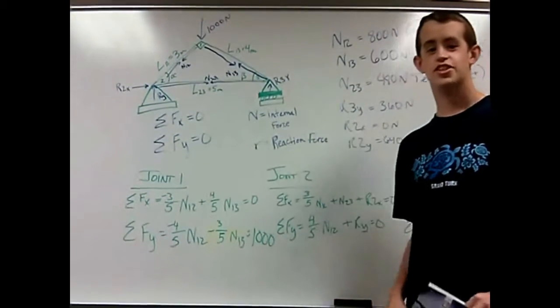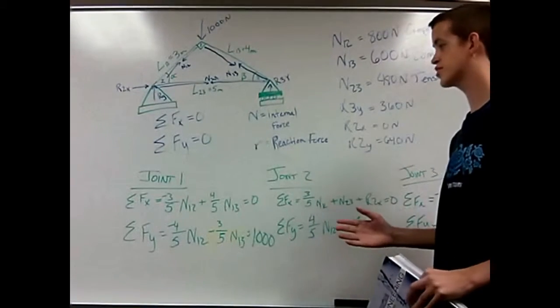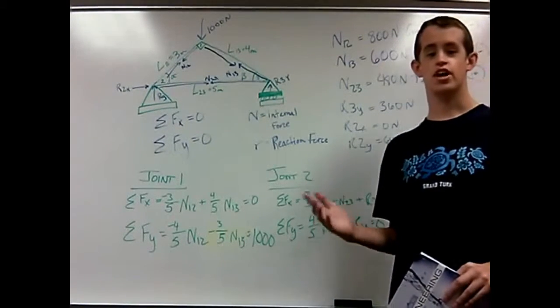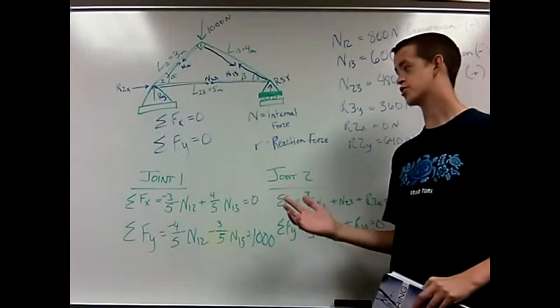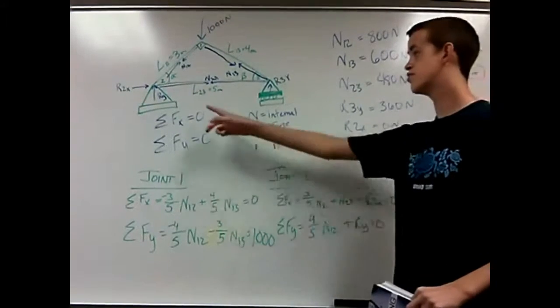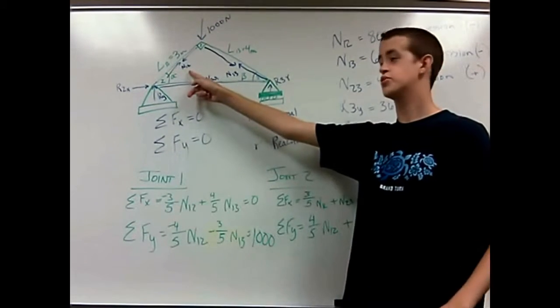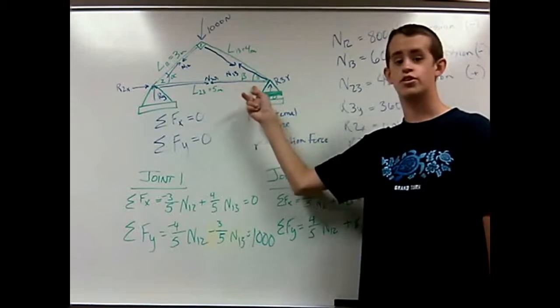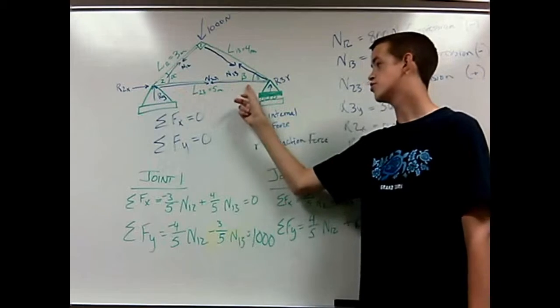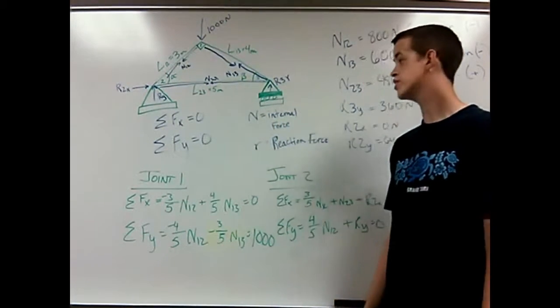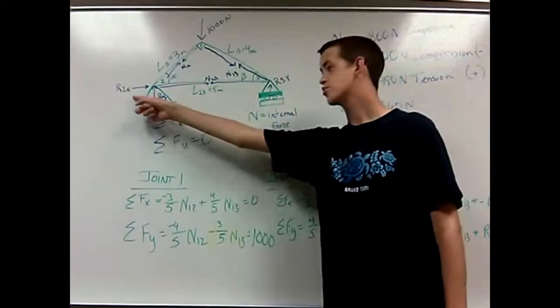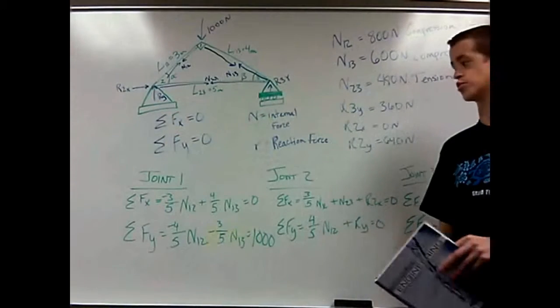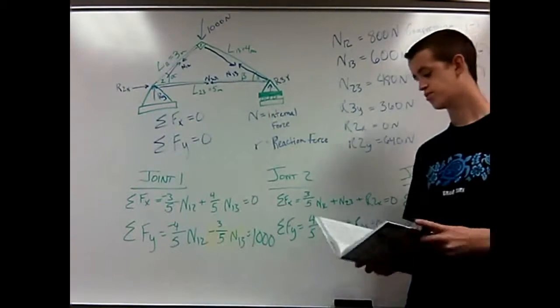As Justin just explained, we're going to solve for the unknown forces on the truss. So we need to solve for the internal force between joint 1 and 2, the internal force between joint 1 and 3, the internal force between joint 2 and 3, and the 3 reaction forces from the supports.